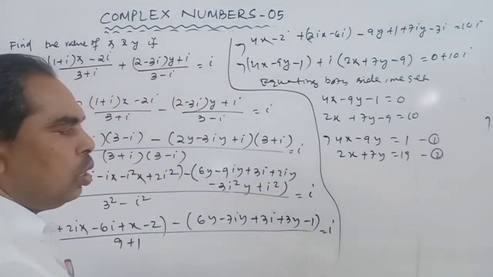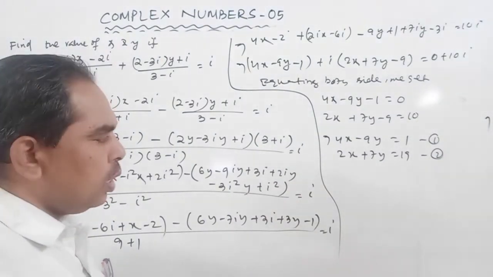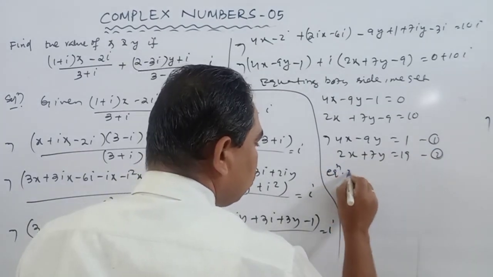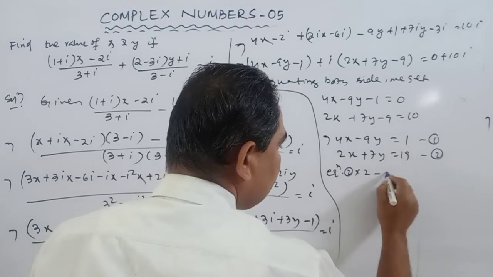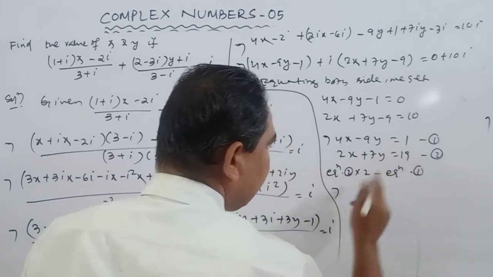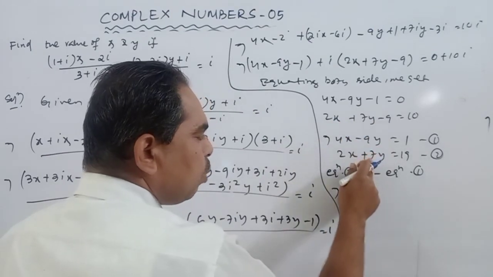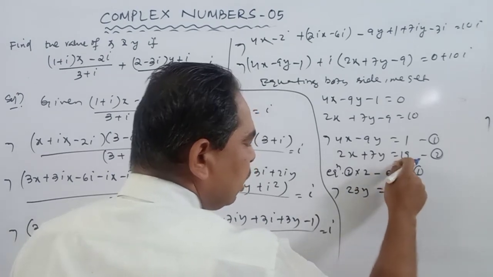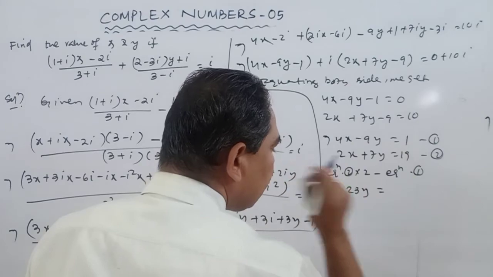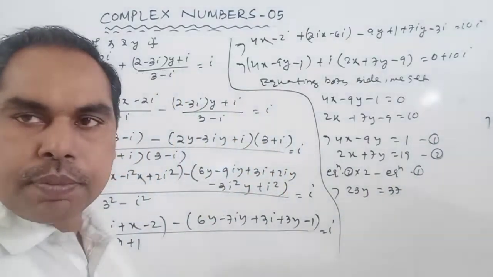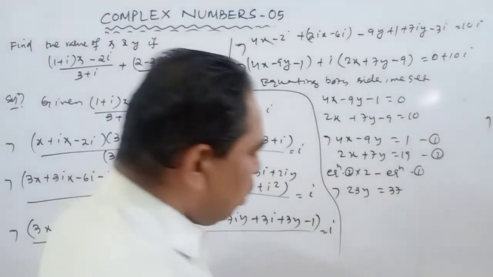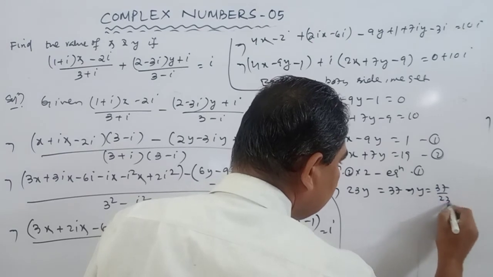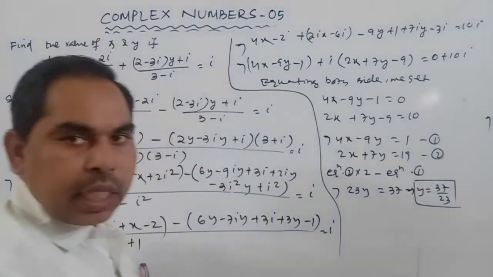Solving 1 and 2. Okay, so equation 2 into 2 minus equation 1. We get 4x cancel, 14y plus 9y, 23y is equal to 38 minus 1, 37. So 23y is equal to 37, which implies y is equal to 37 by 23.